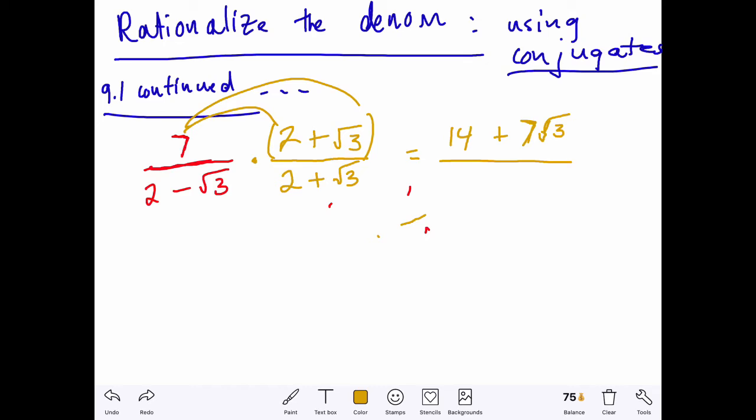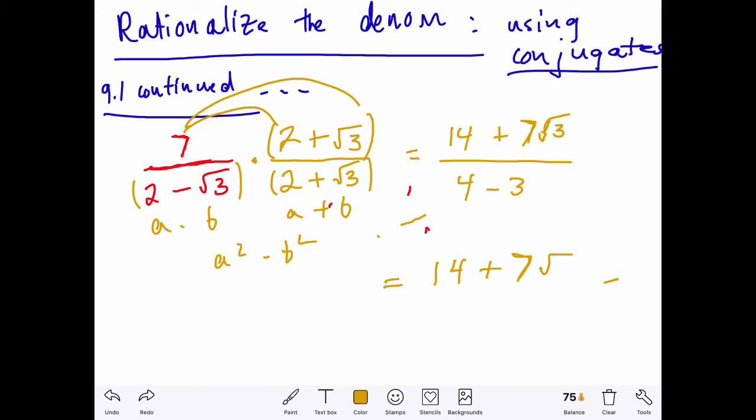And now let's say FOIL this out. This is essentially just a minus b times a plus b, which again is a squared minus b squared. So that would be 2 squared is 4, minus root 3 squared is 3. 4 minus 3 is 1, so I'm left with 14 plus 7 root 3 over 1, which is just 14 plus 7 root 3.